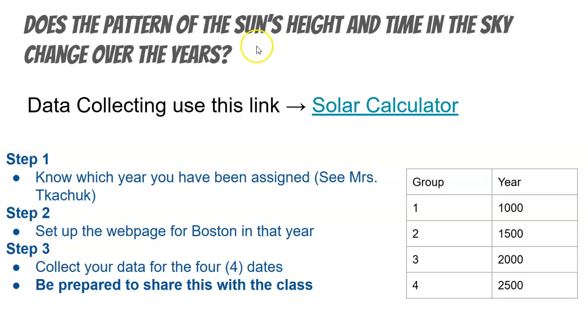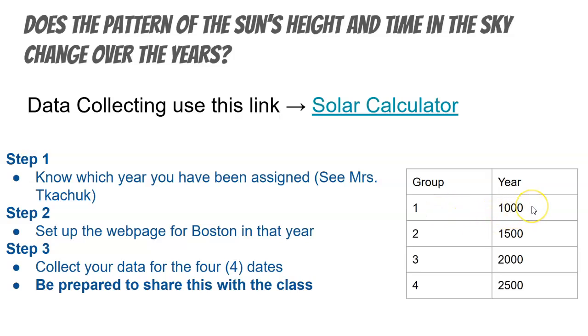Okay? So, you're going to be using this link. This is in tasks. You're going to be using this link to get you there. Okay? So, this is the solar calculator you're going to be using. Okay? You're in step 1. See which group you have been assigned to.